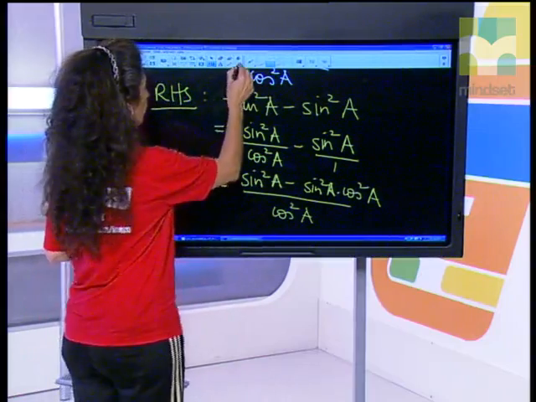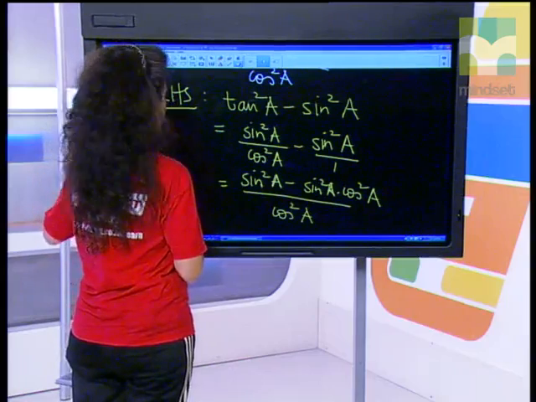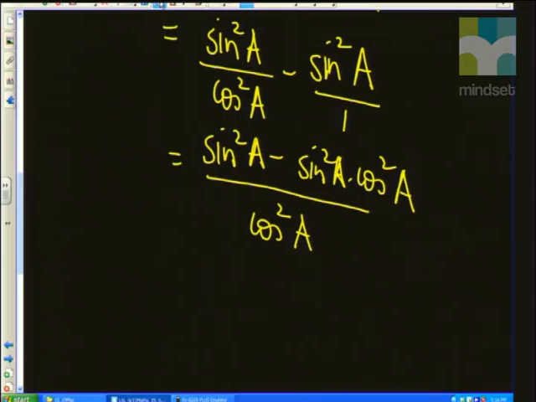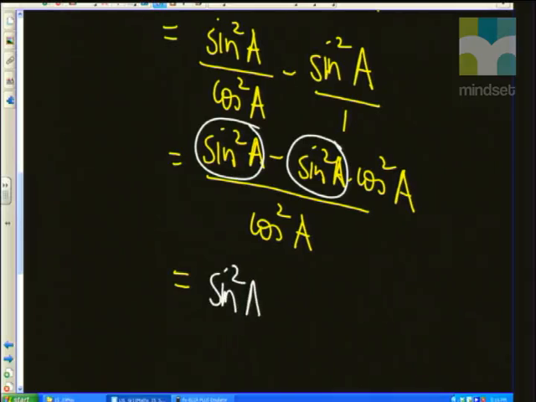So let's see where we go with this fraction now. Can you see that I have 2 terms in my numerator? And do you notice something special about this term and something special about that term? Right, it's actually got a common factor of sine squared A. So if I take out sine squared A, what am I left with? This term I'm left with a 1 minus a cos squared A.